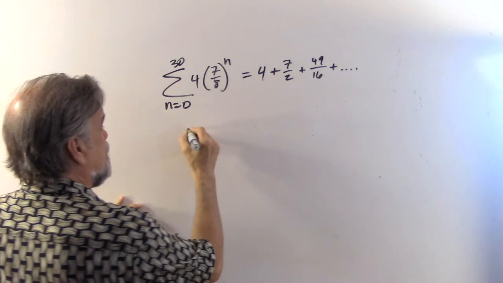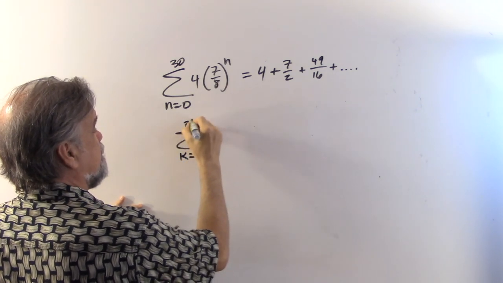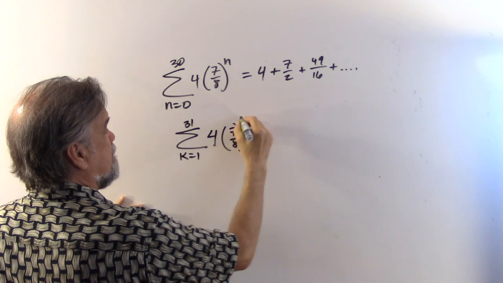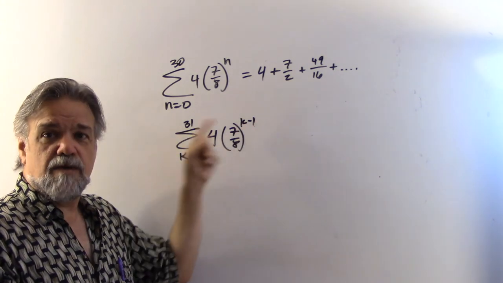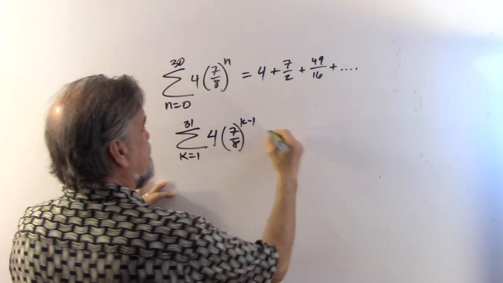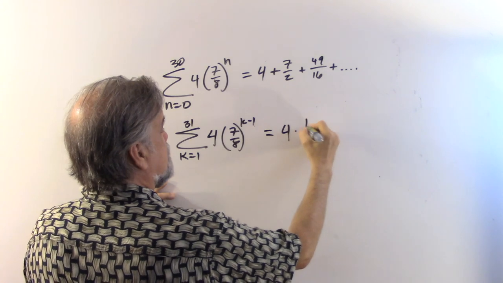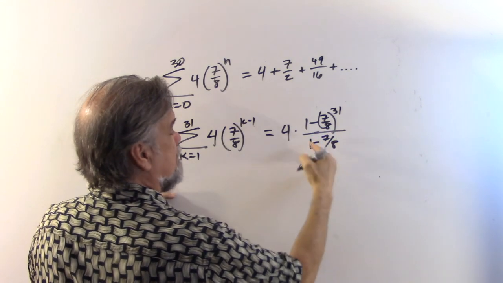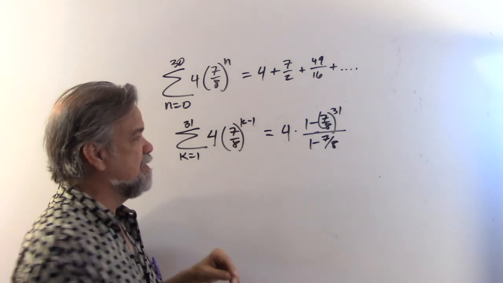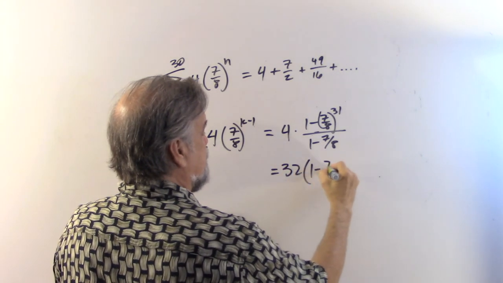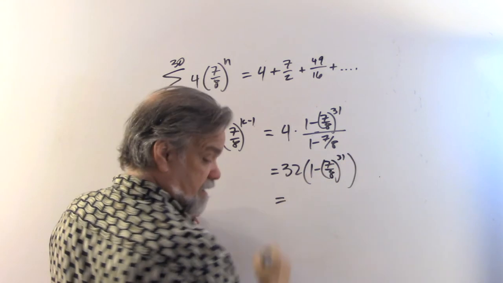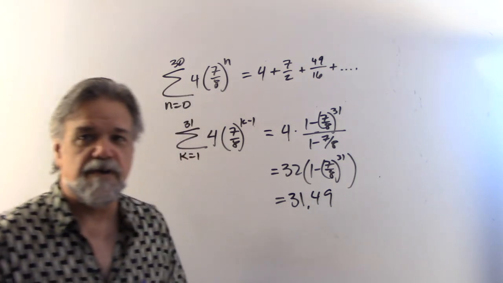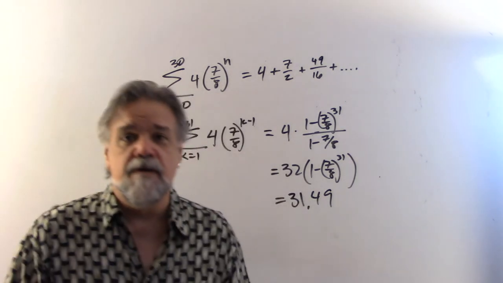So I'm going to rewrite this. I'm going to say k is going to go from 1 to 31 of a1 is 4, and r is 7/8 to the k minus 1 power. Now I'm writing it in a way that I'm more familiar with, and now I know what this is. This is going to be 4 times 1 minus 7/8 to the 31 over 1 minus 7/8. 1 minus 7/8 is 1/8, and dividing by 1/8 is like multiplying times 8. And so this gets me 32 times 1 minus 7/8 to the 31 power. And that is approximately 31.49.